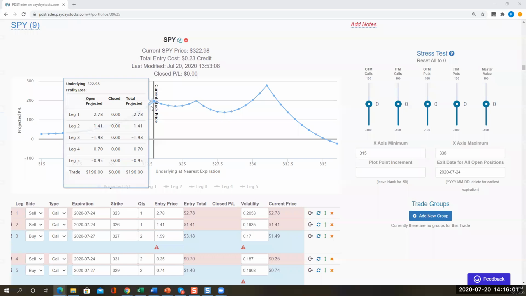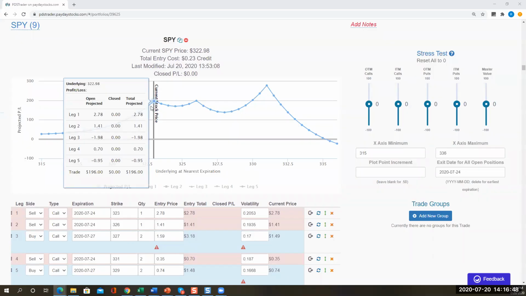Look at leg one. My entry price is 278. Whoops, look at leg three, sorry. My entry price is 159, and there are two of them. It's showing a net loss on the long leg if the market closes right at 323. My long leg is looking at losing $200 total. That's $1 a piece, so it's projecting my 327s to be worth basically 50 cents.